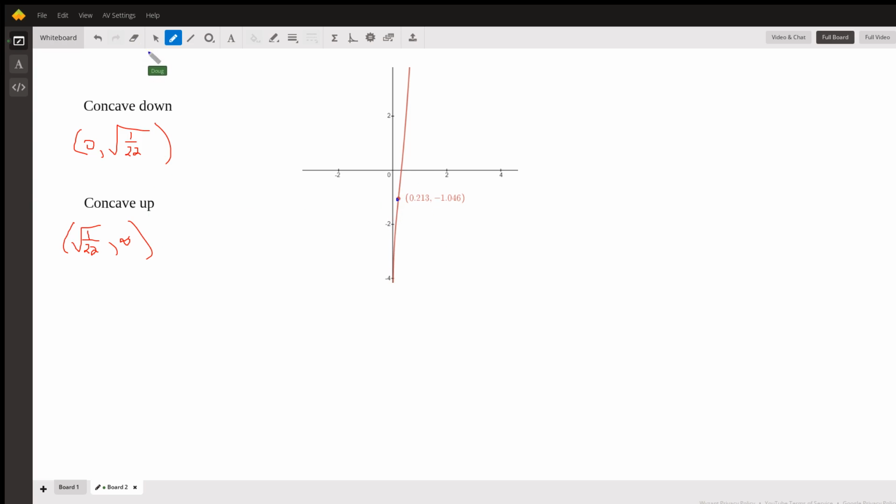And so here's how you'd specify that in interval notation. Concave down from 0 up to square root of 1 over 22. Concave up from square root of 1/22 to infinity.